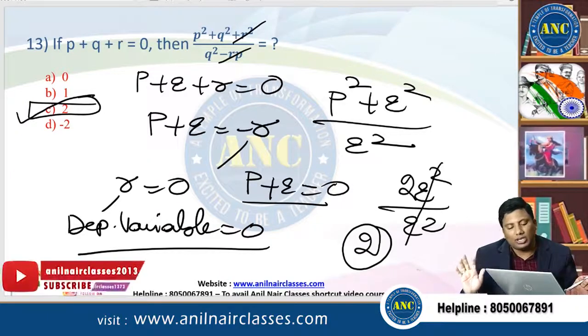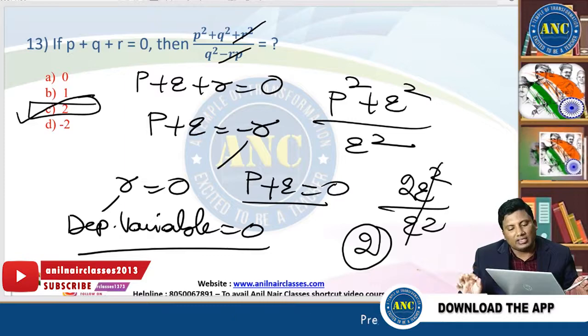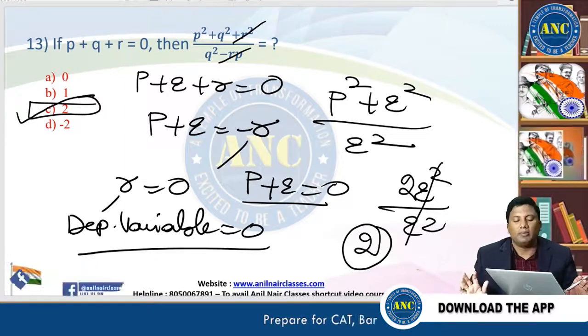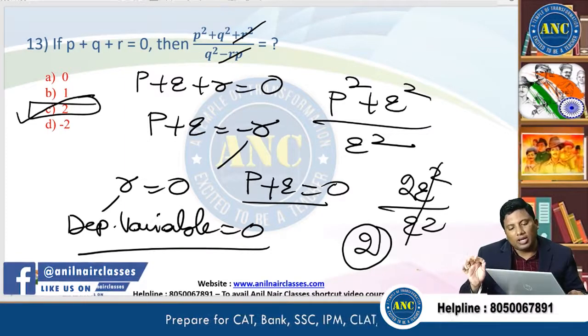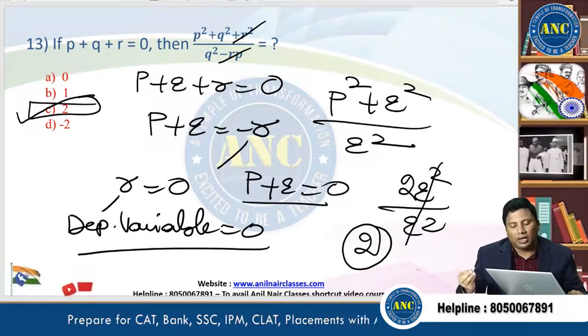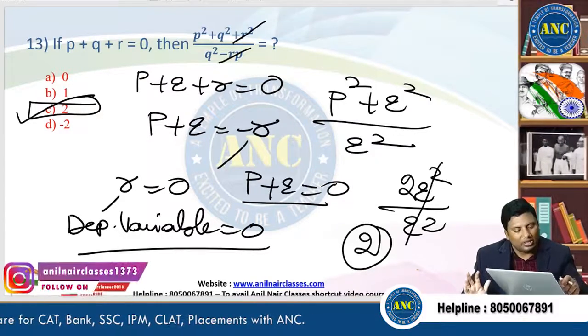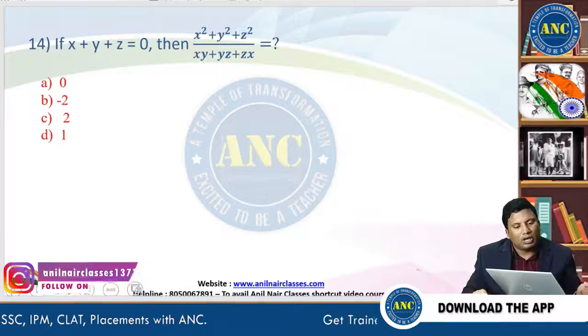p plus q is equivalent to 0. r square is eliminated. rp is eliminated. p square plus q square divided by q square. Make p equivalent to minus q. Very simple question. Next one.